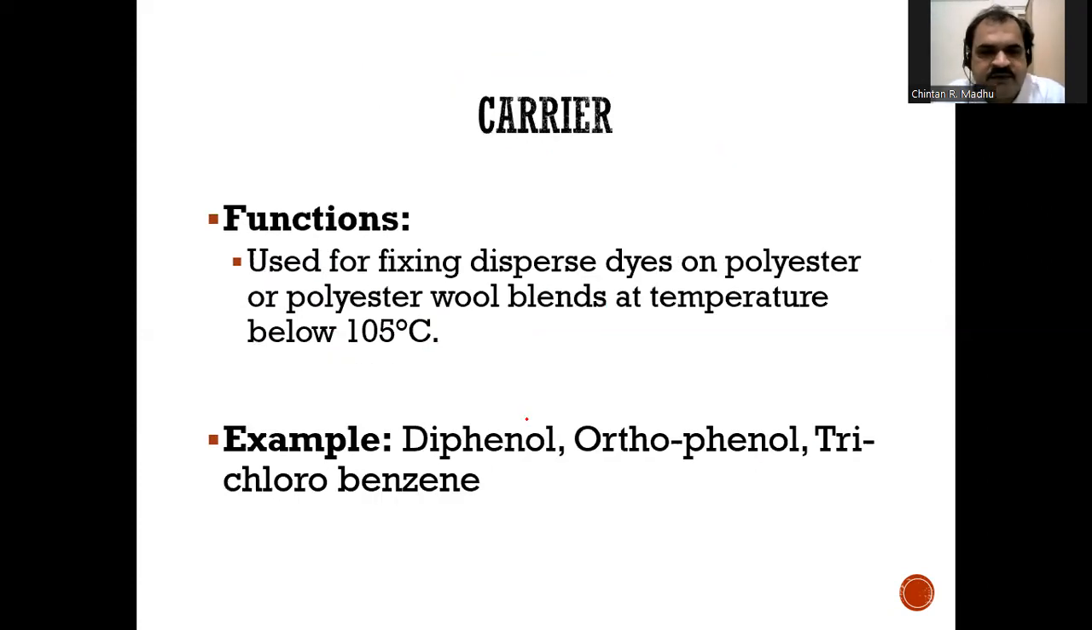Carrier, what we had said about when we are discussing the dispersed dye, polyester or polyester wool blend at 105 degrees Celsius temperature, because when you want to fix your dye on polyester, you require 132 to 135 degrees Celsius. And when you go with wool at this much higher temperature, the natural beauty of your wool structure, the crimpiness, will be lost.